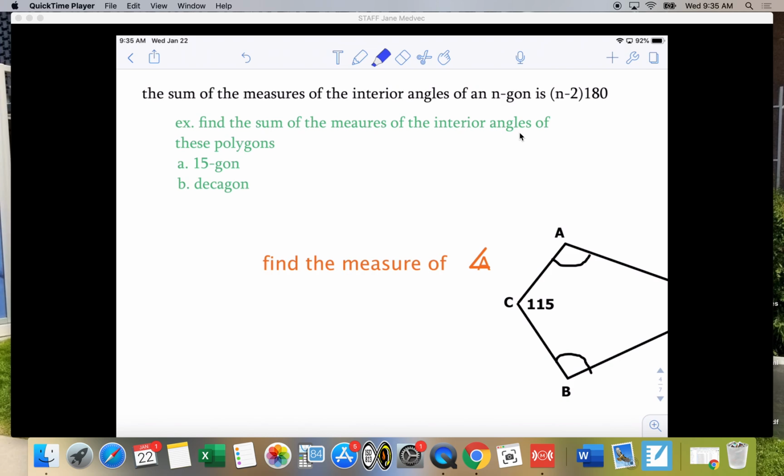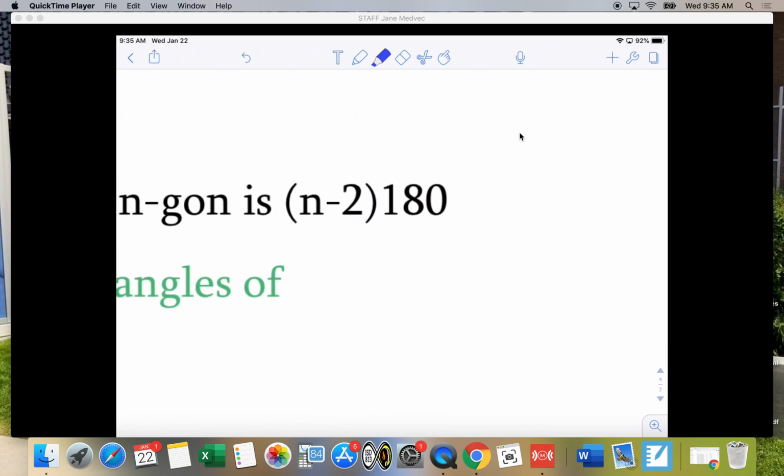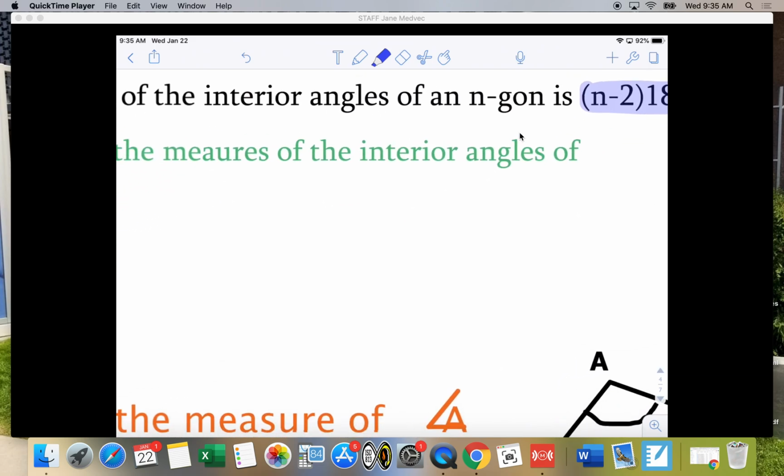What happens though if it's a nonagon or some different shape and I have to find out how many degrees? That's what this formula does right here. This will help you find out how many degrees are in that shape. So that will be a really important formula that you have memorized. It's not hard. So now what we're going to do is use it.